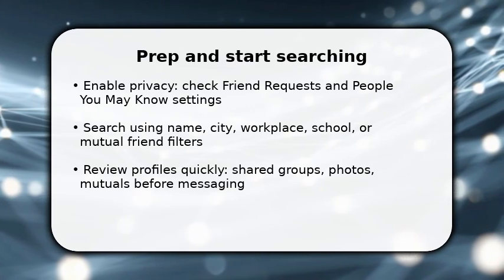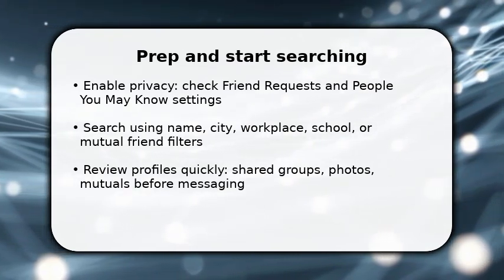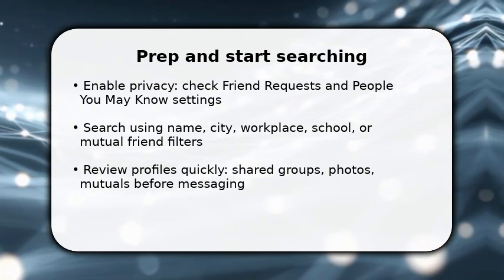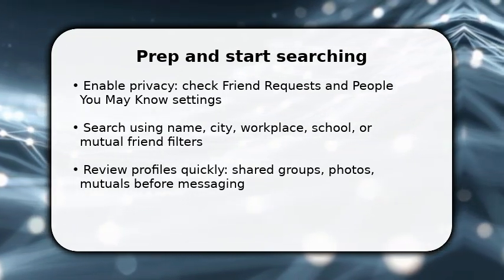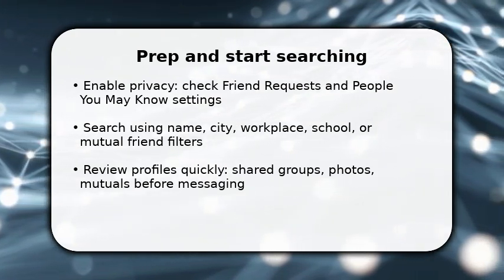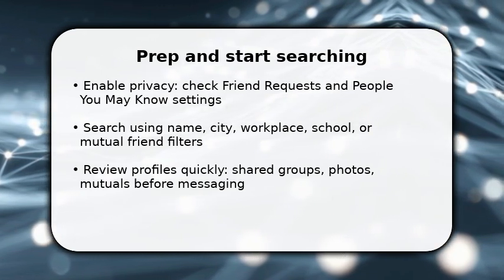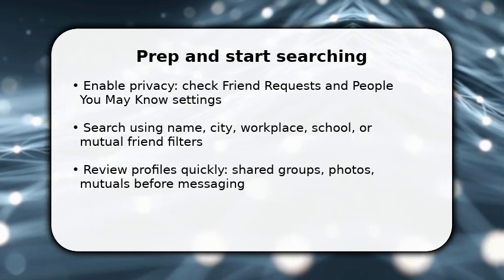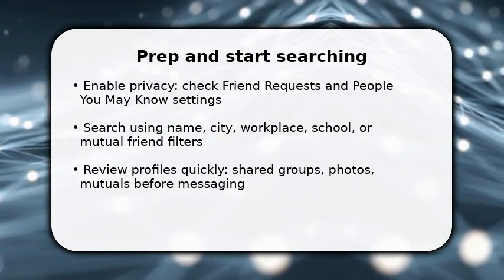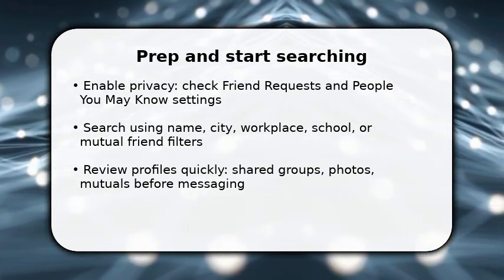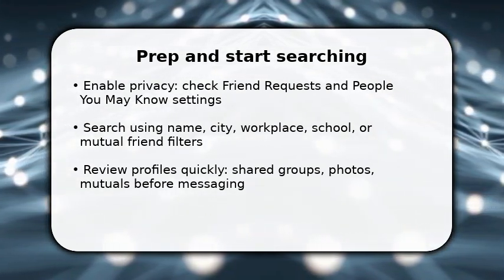You begin by preparing only what you need. Make sure notifications for friend requests and people you may know are on. Next, use Facebook's search box to enter a name, city, workplace, or school, then apply filters for mutual friends to shrink results. Once done, scan each profile for shared groups, recent posts, or tagged photos to confirm relevance. This prevents random requests. You'll act fast but thoughtfully, prioritizing connections with clear context and mutual ties.